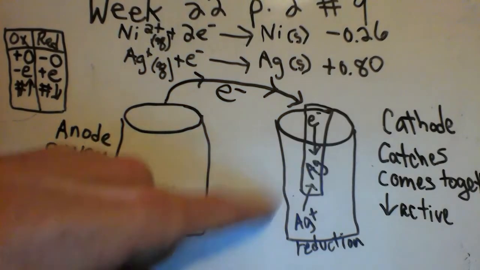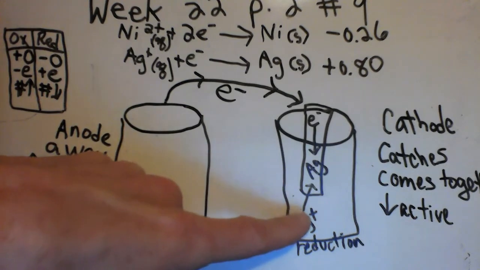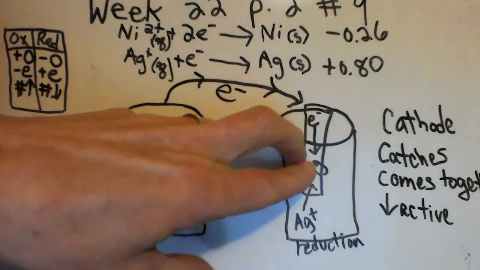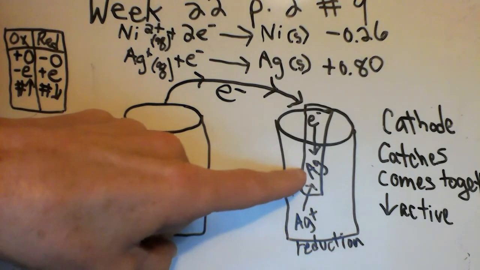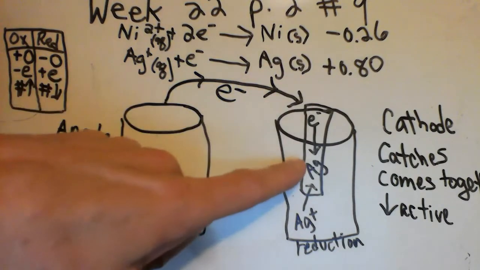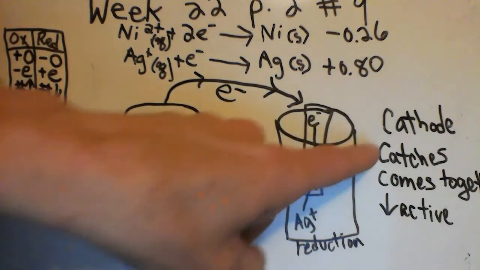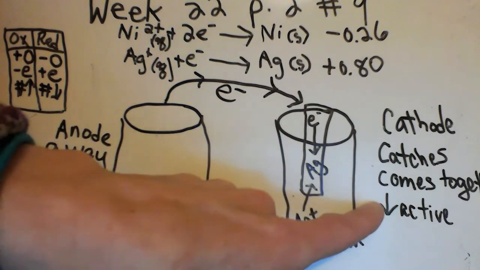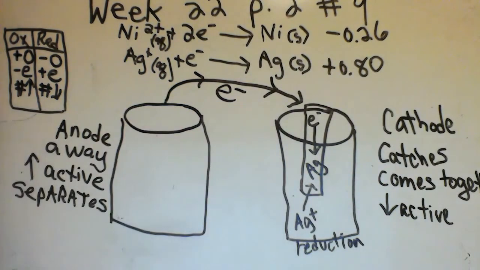We drew silver here. I drew arrows showing that the silver ions in the solution and the electrons actually come together to form silver, more atoms of silver at this particular electrode, which is the cathode, which catches electrons. The ions come together. It's actually the less active metal, and we know that silver is not very active.